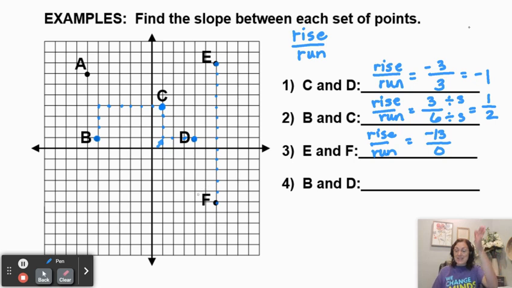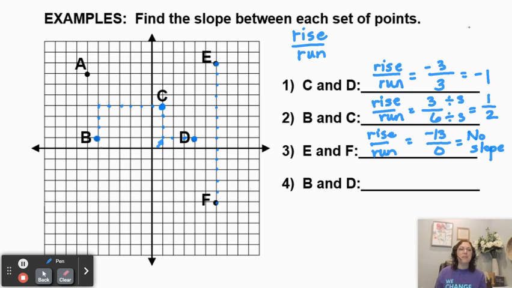Friends, did you notice E and F make that vertical line? Remember, we think, oh no, exclamation point, no slope. And we can see it here because we cannot divide by 0. If the zero's on the bottom of that fraction, we can't actually divide it.